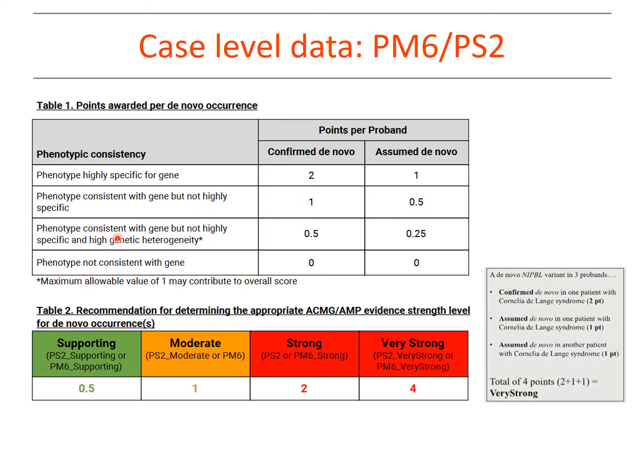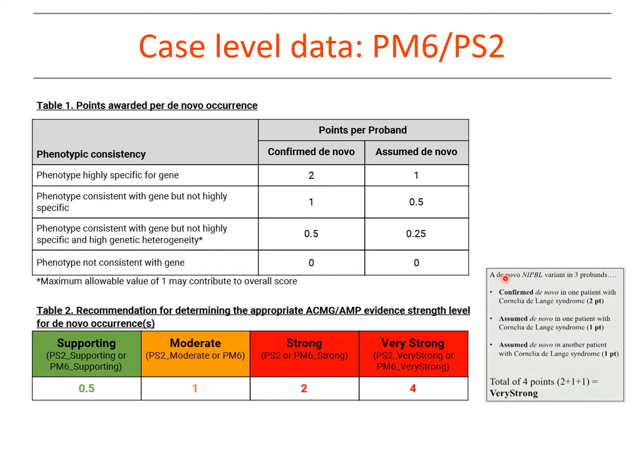If the phenotype is consistent but not highly specific and there is high genetic heterogeneity, let's say examples like seizures or non-syndromic mental retardation, then you must further reduce it to 0.5 and 0.25 points. If the phenotype is not consistent at all, you should not use the de novo criterion, okay? And you can then take these points and sum them up in the table below. Depending on the points you collected, you go from very strong to only supporting.